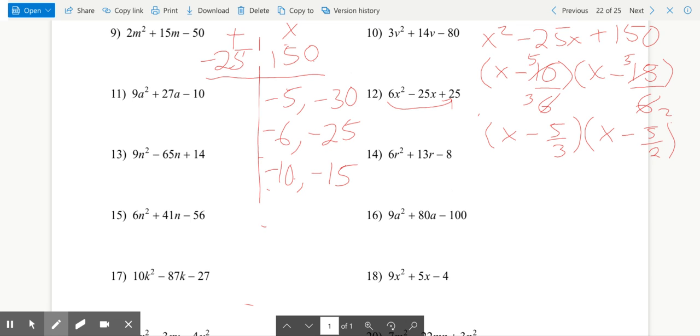So now that we've simplified, we're going to take our denominators and we're going to move them up here. So we get 3x minus 5, 2x minus 5. And we're going to do that check. So 3x times 2x is 6x squared. That's what we want. -5 times -5 is positive 25.